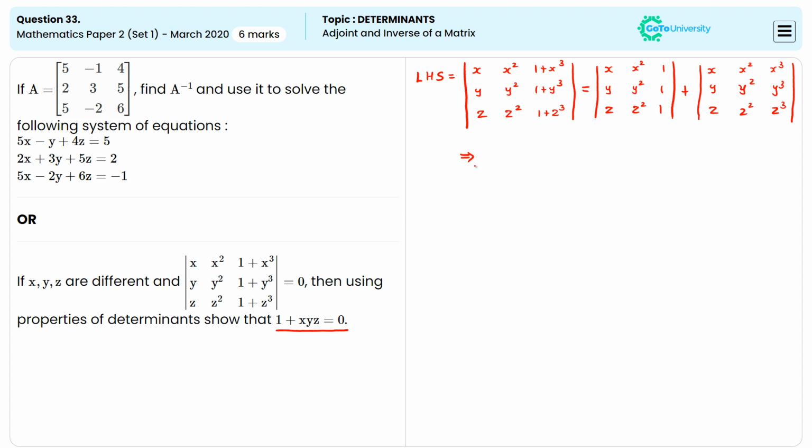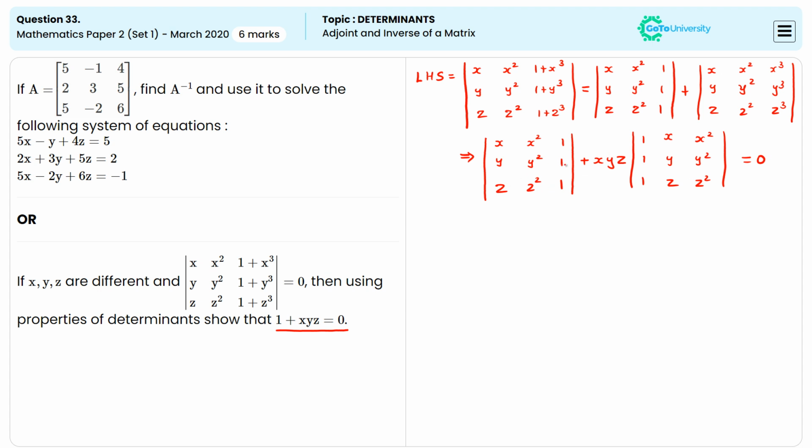Now with this, I'll write the first determinant as it is, which is x, x square, 1; y, y square, 1; z, z square, 1. And as we can see here, we have put x common in the first row, y common in the second row, and z common in the third row. I can take this out as x times y times z. And we have got 1, x, x square; 1, y, y square; and 1, z, z square, and they have told us this is equal to 0.